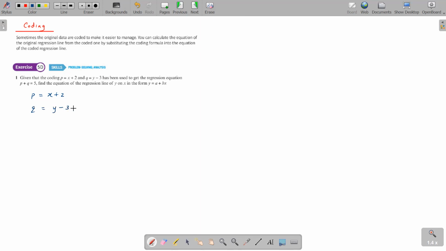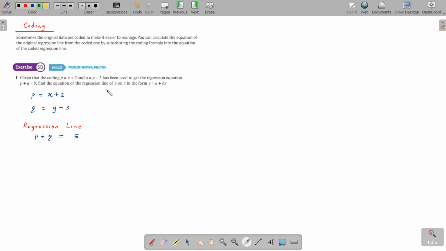This has been used to get the regression equation P plus Q equals 5. So what's the regression line? The regression line is P plus Q equals 5. Now guys, this is the regression line. So what do you have to do now? You have to replace the P value. What is P? P is x plus 2. Now understand here. The regression line is given to you as P plus Q equals 5, and this is the coded regression line.